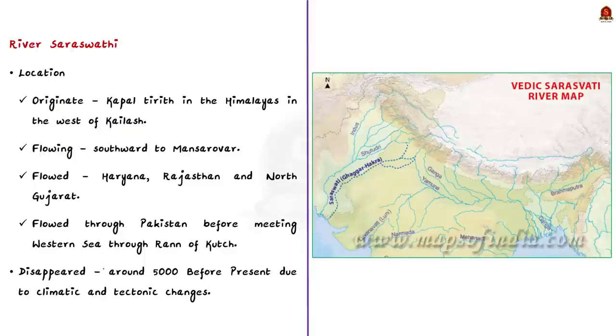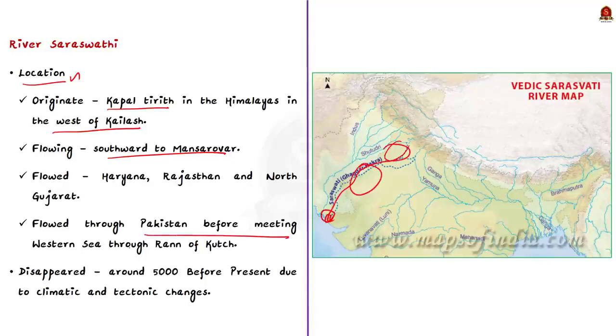Firstly, we will see where this river is located. The river, which had originated from the Kapil Tirtha in the Himalayas in the western Kailash, was flowing southwards to Mansarovar and then taking a turn towards the west. The river flowed through Haryana, Rajasthan and northern Gujarat. It also flowed through Pakistan before meeting the Arabian Sea through the Rann of Kutch, and it was approximately 4,000 km in length.